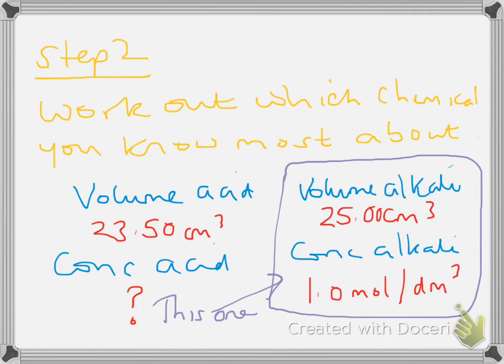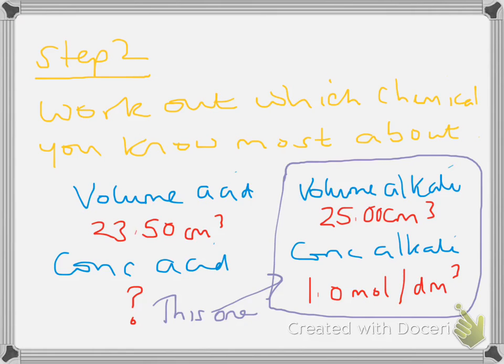Step 2. Work out which of your chemicals you know the most information about. Generally, I write a little tally chart like this, so I've got volume of acid and concentration of acid, volume of alkali, concentration of alkali, and I fill it in from the question just to make sure I've got the right information and to find out which one I know the most about. So the volume of acid in this case is 23.50 centimeters cubed. That's probably come from the burette readings. And the volume of alkali is 25.00 centimeters cubed, and the concentration 1.0 moles per decimeter cubed.